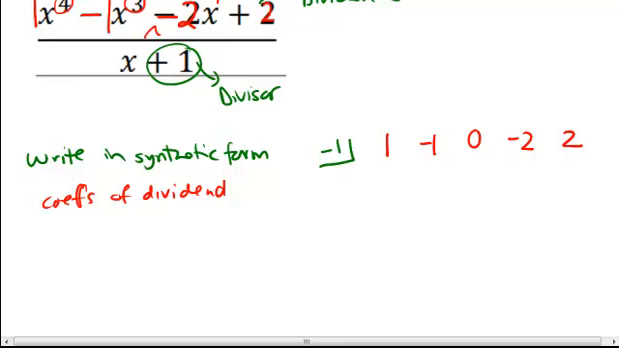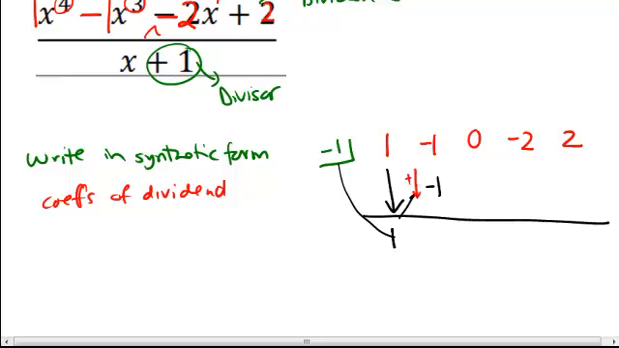Then what you want to do is put a line like this. Bring the first term down, so 1. Then you want to multiply this 1 times negative 1 and write the product of it right over here. So 1 times negative 1 is negative 1. And from that part, you want to add these two terms. So negative 1 plus negative 1 is negative 2. Negative 2 multiplied by negative 1 gives you positive 2. And you write that product there.